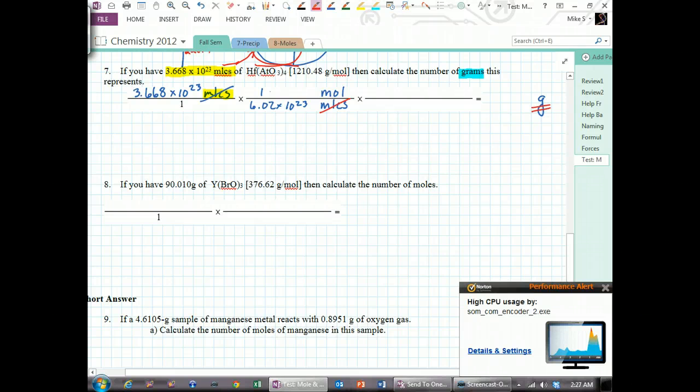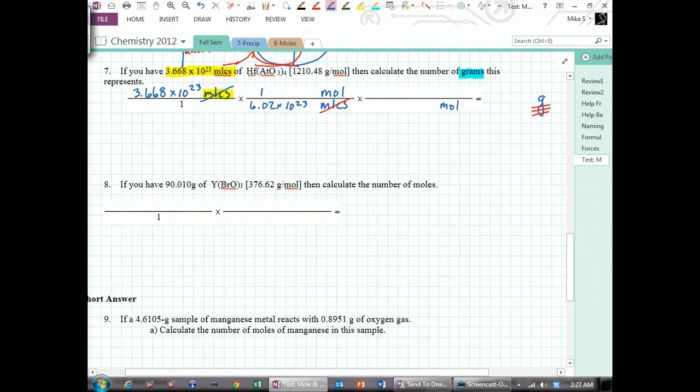We're trying to get to grams, so we've got to change the unit of moles by getting rid of it. That means moles is going to be on the bottom and we're going to convert to grams. When we look at the fraction, 1 mole is equal to its molar mass. So in this problem, our molar mass is given. It's 1,210.48 grams.